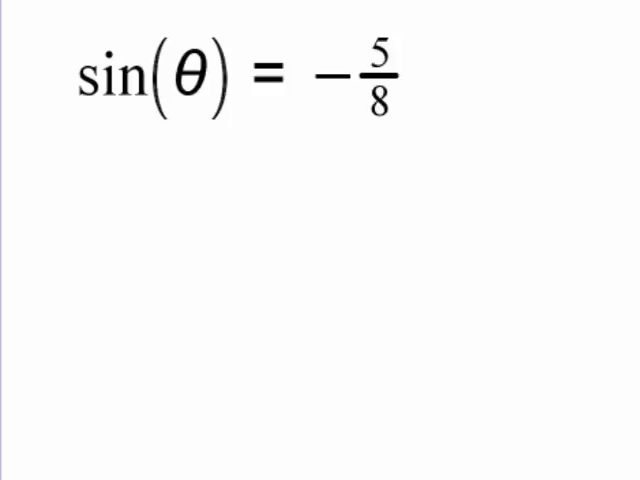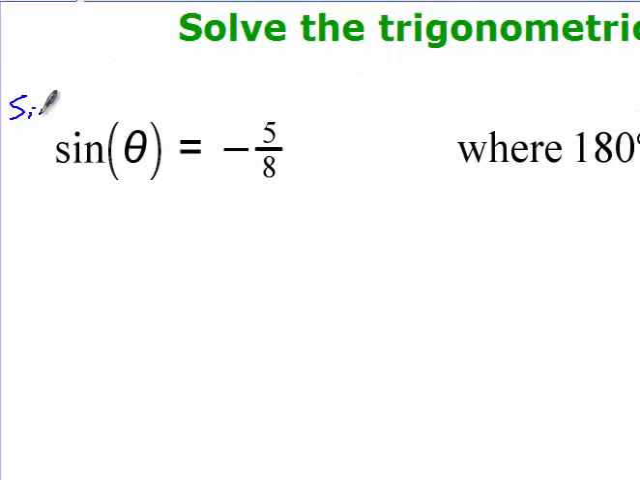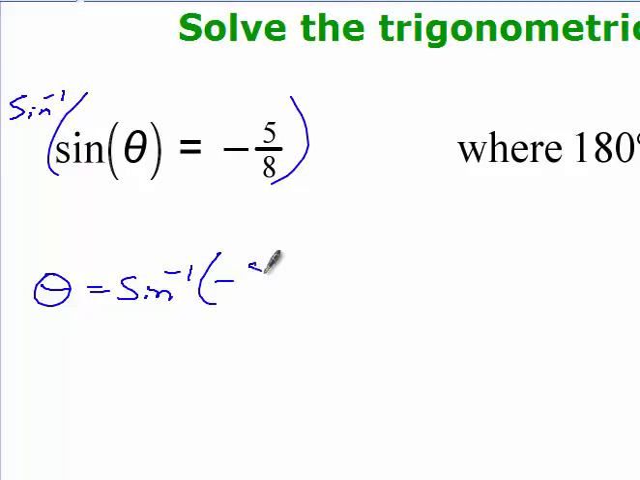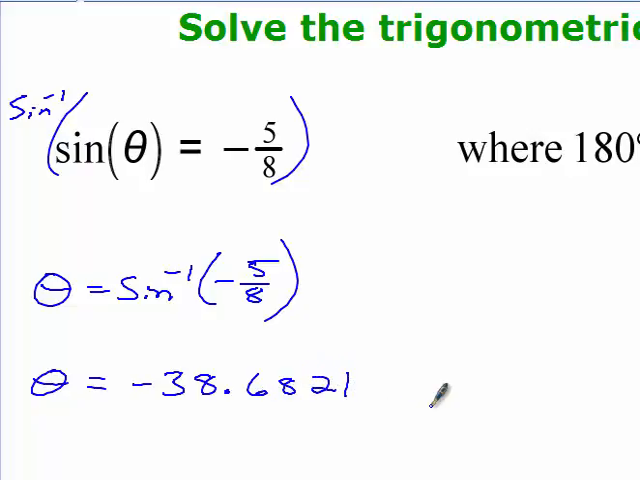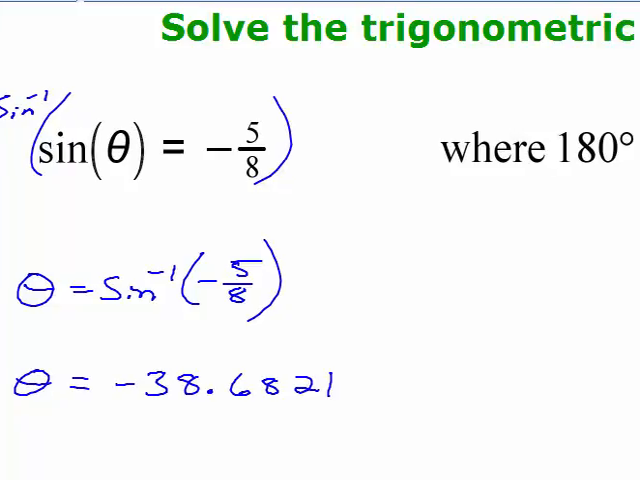All right, so just like before, how do I get theta by itself here? Okay, inverse sine of both sides, which means these cancel, and I get theta is equal to inverse sine of negative 5/8. Now, again, negative 5/8 is not one of our common angles, so you're going to have to use your calculator. So you just type it in. Make sure you're in degree mode. And what is the arc sine of negative 5/8? Negative 38.6821.